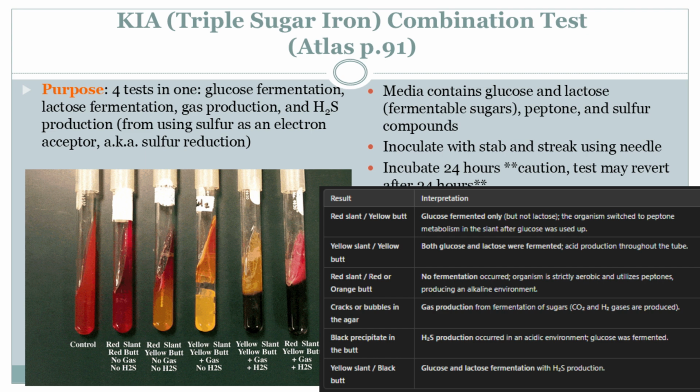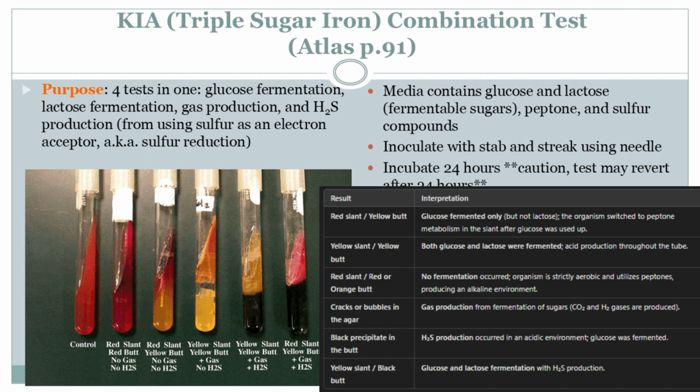And then on top of that, we have gas production, which you can see: the bubbles, the cracks, and then you have that black precipitate for the hydrogen sulfide. So we're really looking for all these different things, and then we can piece together what this bacteria is up to.